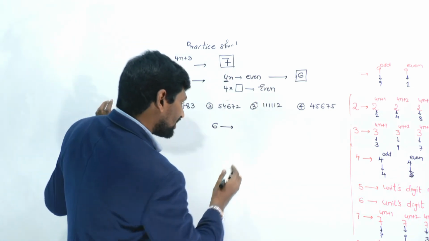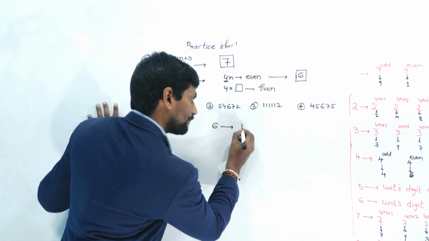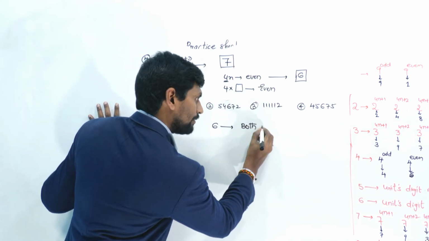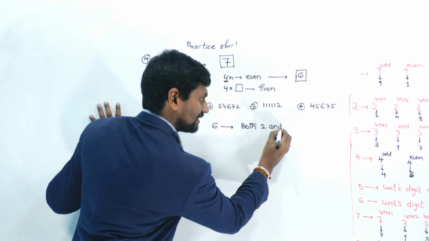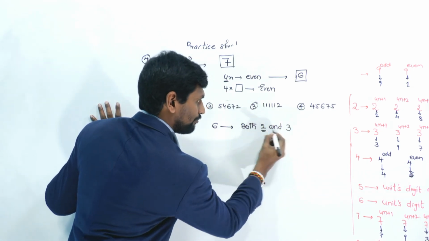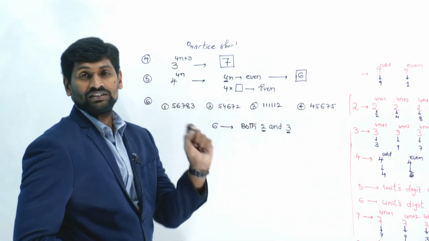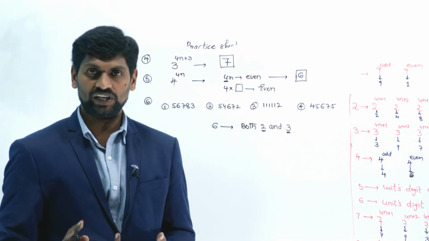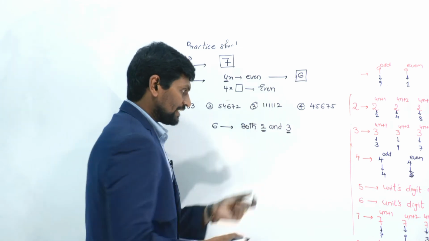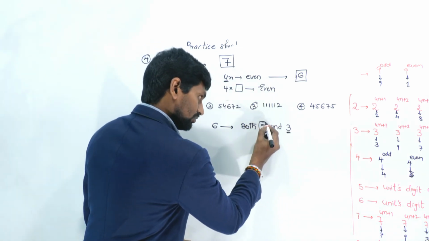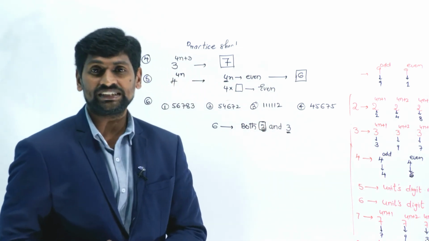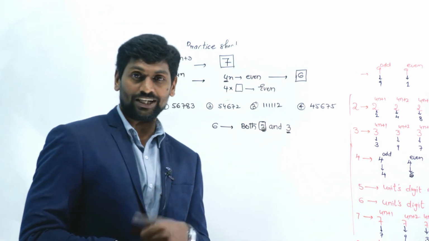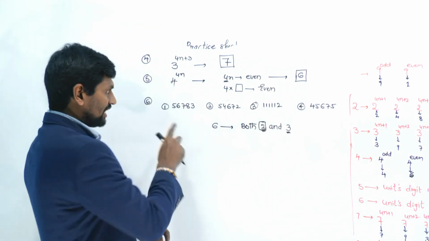What are the 2 rules? If a number is divisible by both 2 and 3, then the entire number is exactly divisible by 6. So let us apply the 2 rule. What is the 2 rule? Last digit is 0 or an even number. Let us identify them.